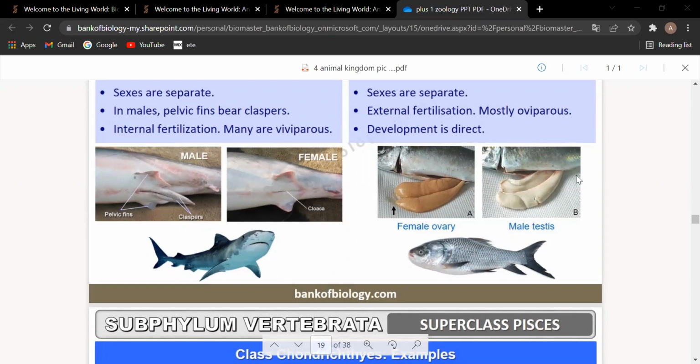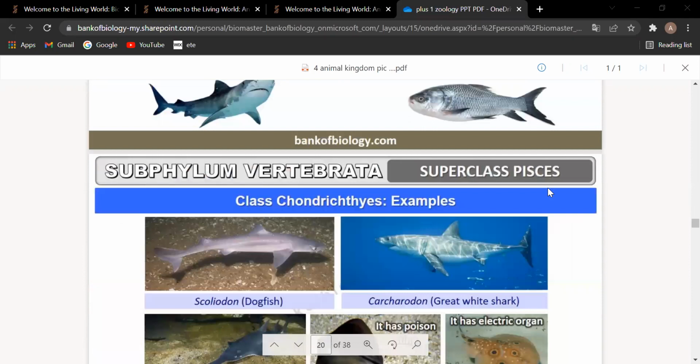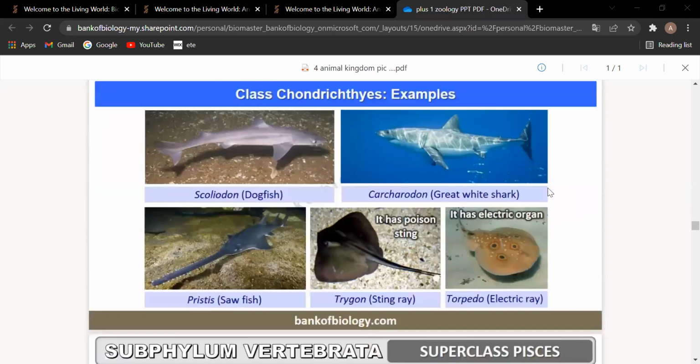This is the male testis. This is the difference between the two. Okay. Examples: Scoliodon, that is dogfish. Then Carcharodon, that is great white shark. So your shark also comes over here, only in chondrichthyes.